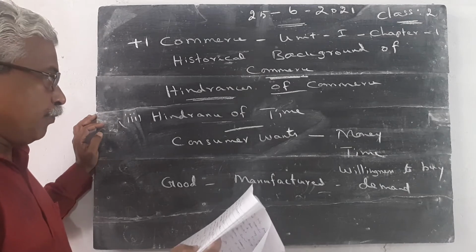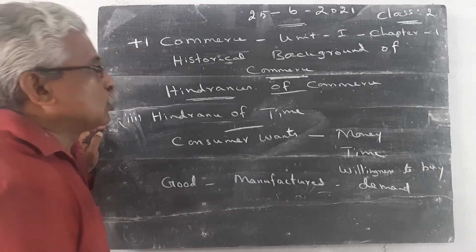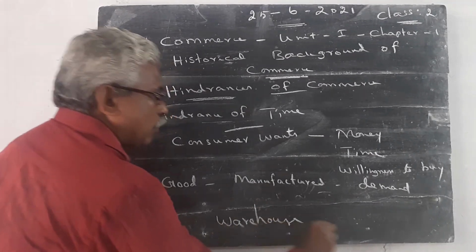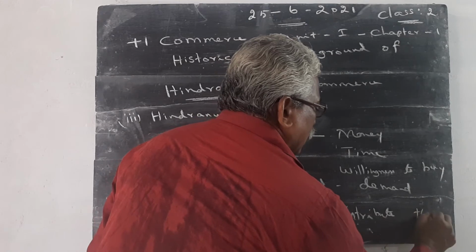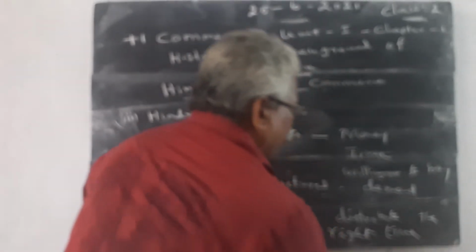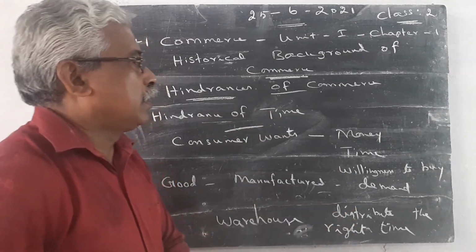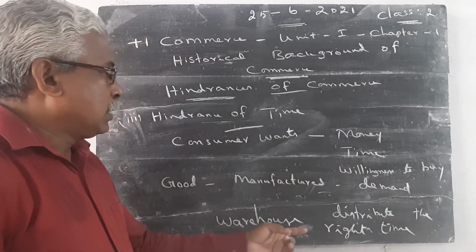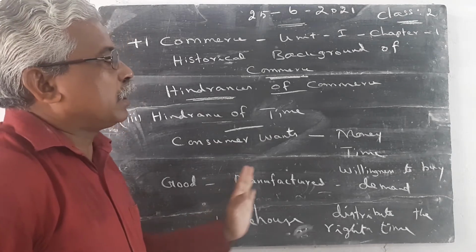So whenever the consumer needs the product, at that time we have to deliver the product to the consumer. So the warehouse distributes the product at the right time. When the consumers are having money, the products are distributed. The consumers are willing to buy, at that time we have to distribute the product. So these warehouses store the product, and whenever the consumers have demand, the products are distributed to the consumer.